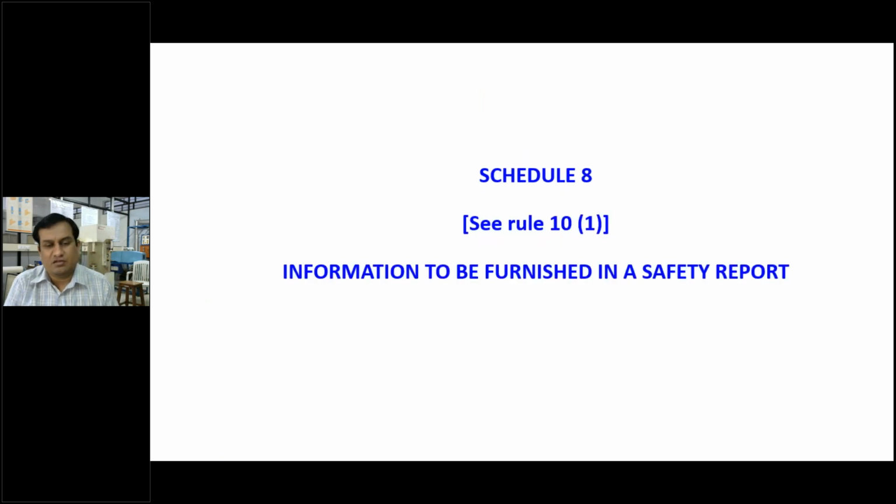Then schedule 8, rule number 10.1, focusing on the information to be furnished in a safety report. In rule 10, we have already discussed the safety report. We have to submit the safety report to the concerned authority within a particular time span, and for that safety report, the detailed information, detailed parameters and sub parameters are given under this schedule 8.